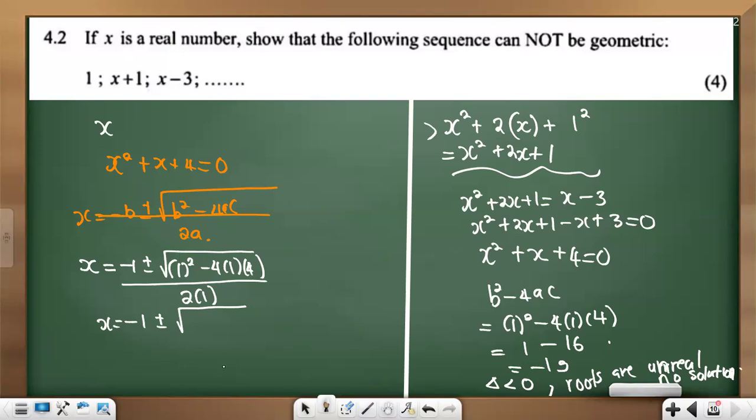Don't be tempted or be scared when you see such kind of question. It is possible for us not to have a solution.